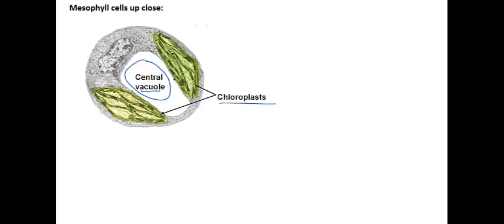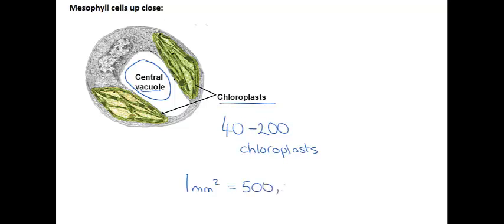What's really important in the mesophyll cells, though, are the chloroplasts, and you can see them here in green on this image. Chloroplast density in a mesophyll cell can range from 40 all the way through to 200 chloroplasts per cell, which means that in 1 square millimetre you could have up to 500,000 chloroplasts present. This means that each cell has an incredible capacity to produce energy.